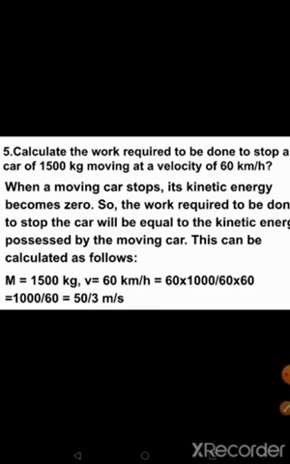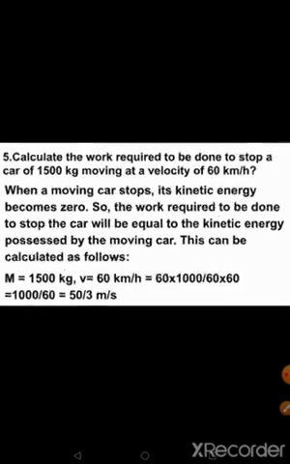The work required to be done to stop the car will be equal to the kinetic energy possessed by the moving car. So you are doing the work to stop the car which is in motion. So the work that has to be done to stop the car will be equal to the kinetic energy possessed by the moving car, because the car is in motion. That time only you're going to stop it. You're going to do some work in order to make it stop.